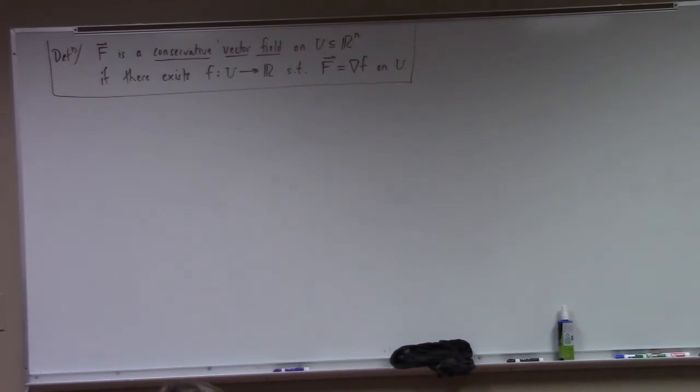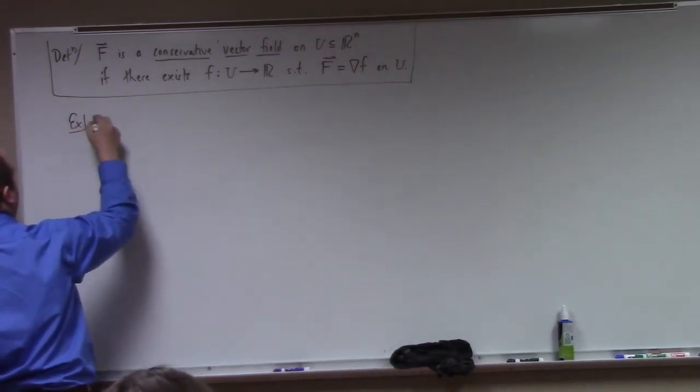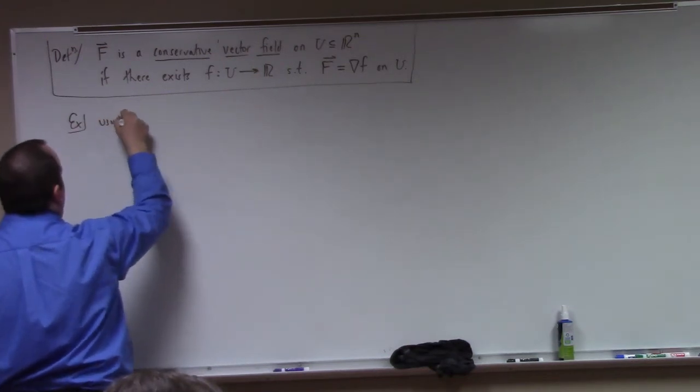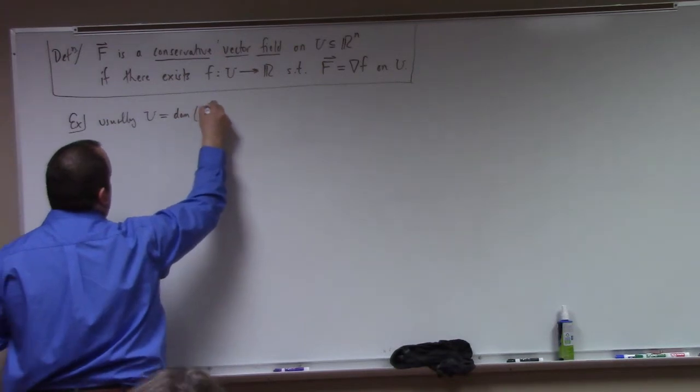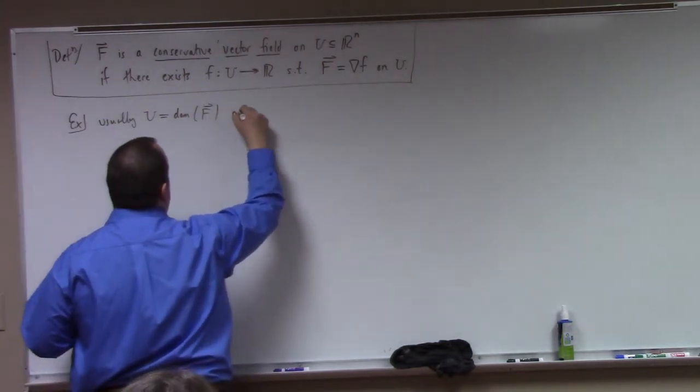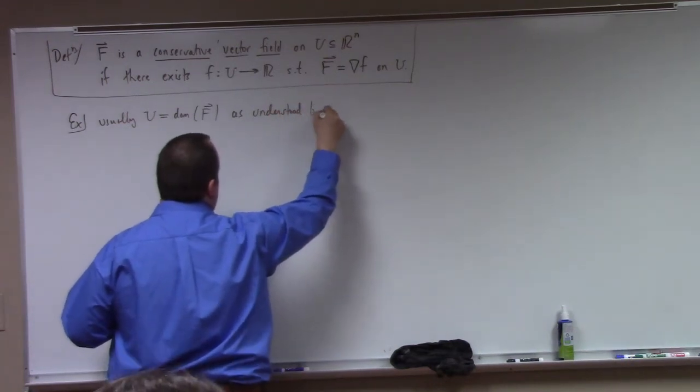Oftentimes, we'll just use the greedy domain. What's the greedy domain for a vector field? Usually, I just set U equal to the domain of the vector field as understood by mathematical greed.